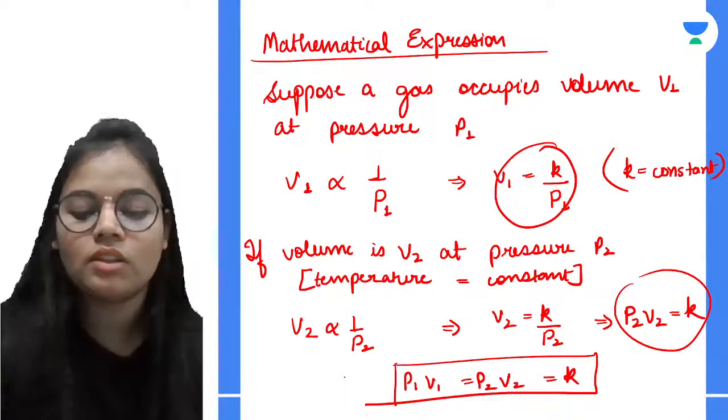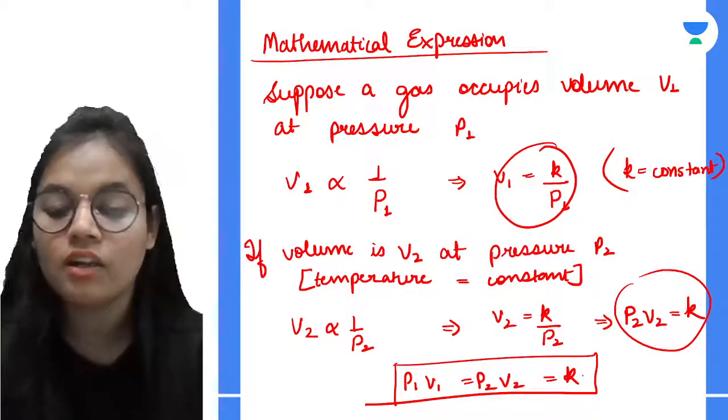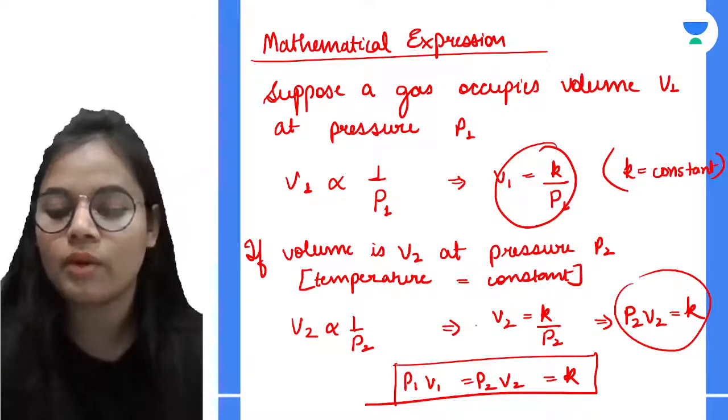And what's the condition over here? That the temperature should be kept constant. Hope that is very much clear. So this equation is known as Boyle's law equation.